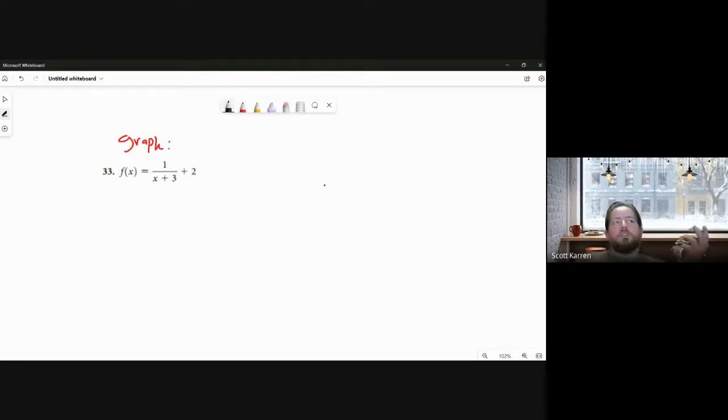So there's two things going on. And first off, I have to know what 1 over x looks like. 1 over x looks like this. It has asymptotic behavior towards 0 and is negative on the left, and then asymptotic behavior on the right. So that's what 1 over x looks like.